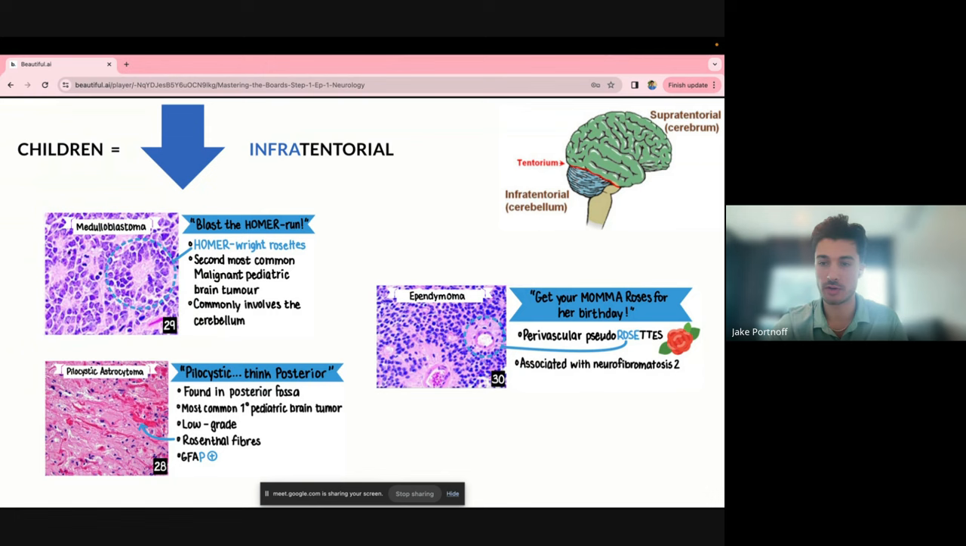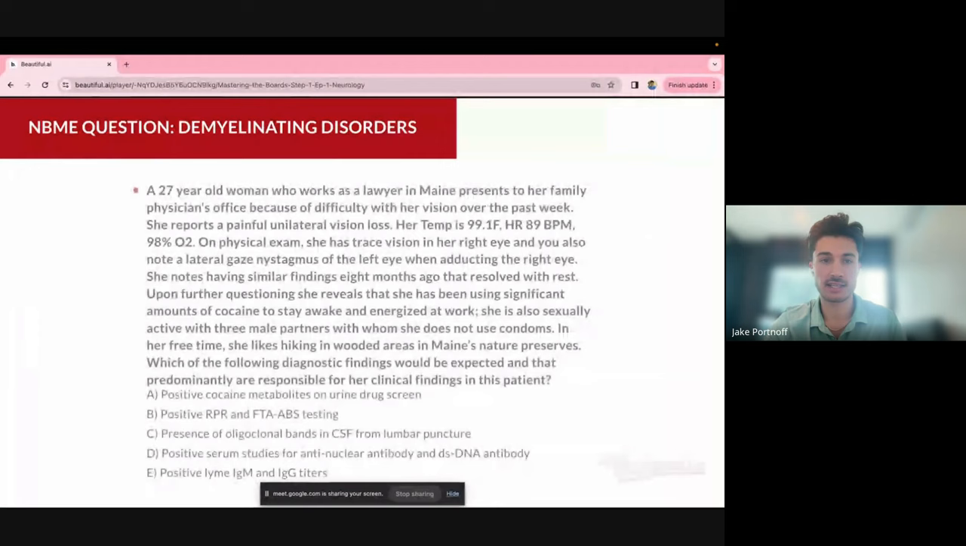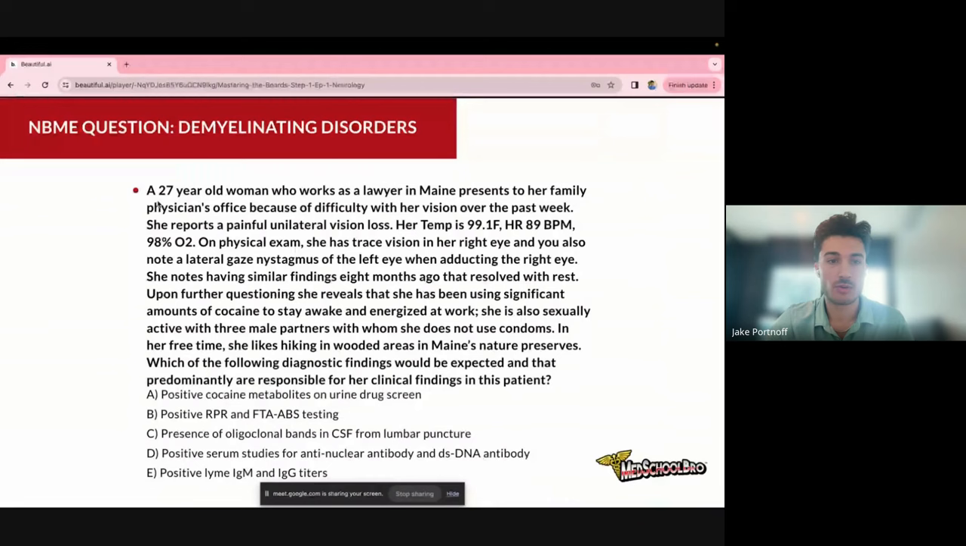Okay, guys, let's move on. Demyelinating disorders, we are almost at the end, guys. Keep active, keep engaged. A 27-year-old woman who works as a lawyer in Maine presents to her family physician's office because of difficulty with her vision over the past week. She reports a painful unilateral vision loss.